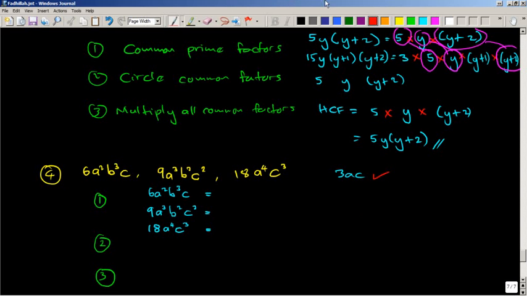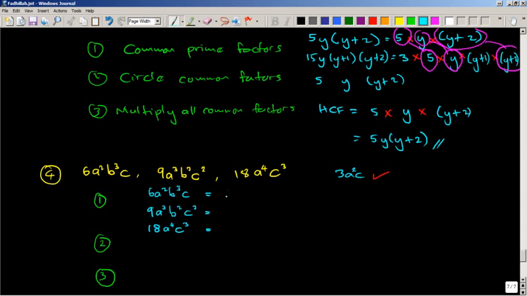Let's do that together lah. Okay, let's do that together. Sorry? Okay. 3A squared C. Itu jawapan dia betul. 3A squared C. Kita tengok dulu kan. 6A squared B cubed C. So what are the numbers? What are the common factors?